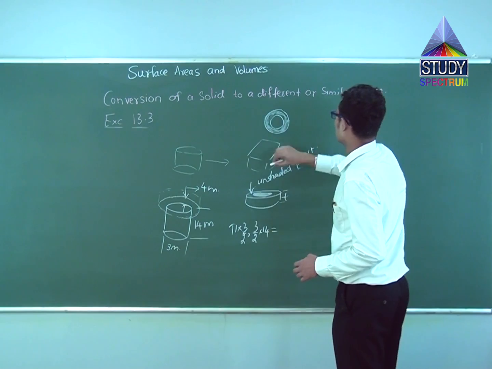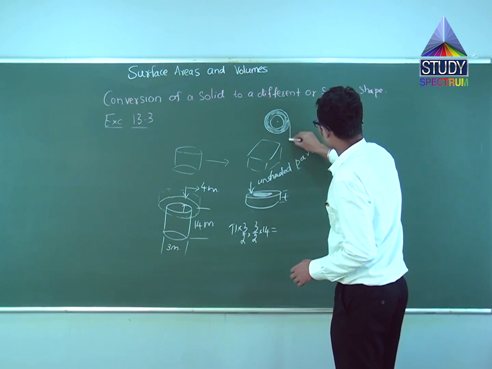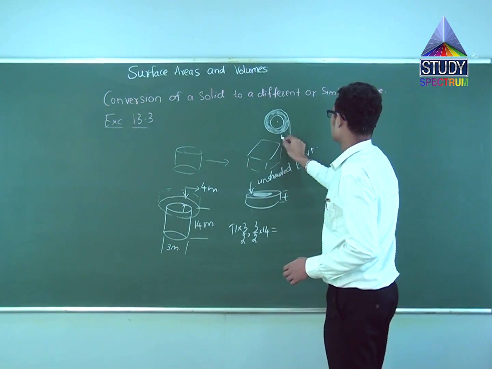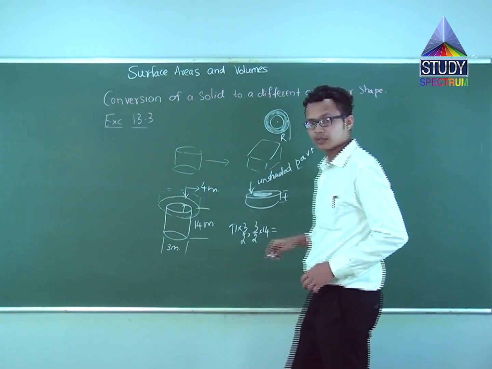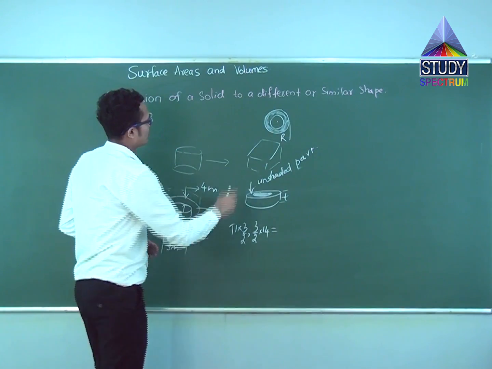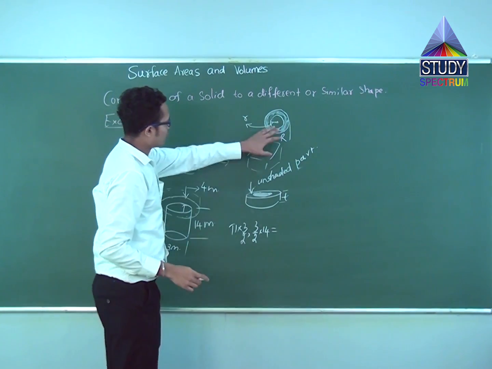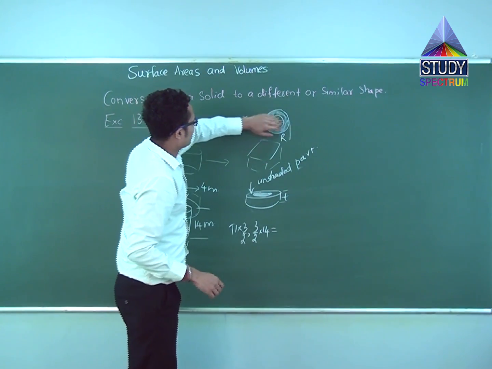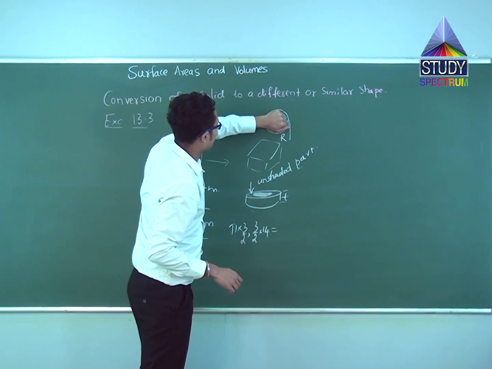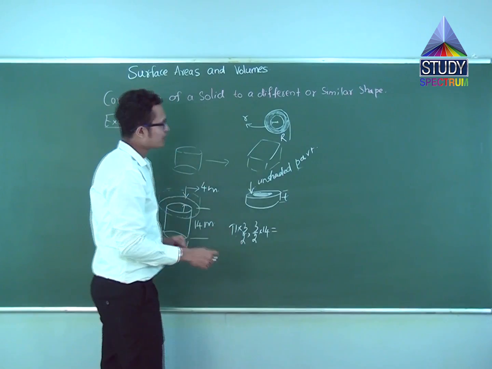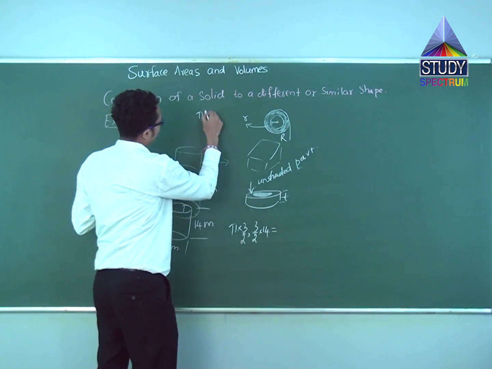This entire region is shaded, and I am supposed to find that region. If I assume the radius of the bigger circle as capital R, and the radius of the smaller circle as small r, what will the area be? Look, I am calculating the whole area first. Look at my hand, it covers the entire area. This area is nothing but pi R square, because it's a circle.